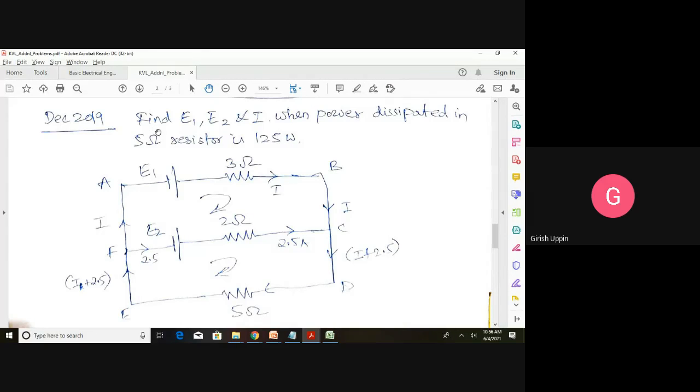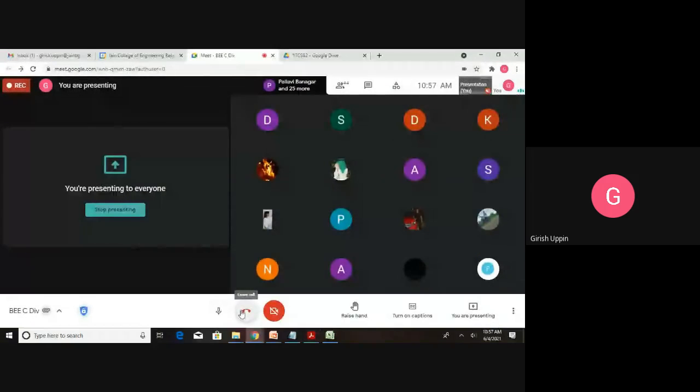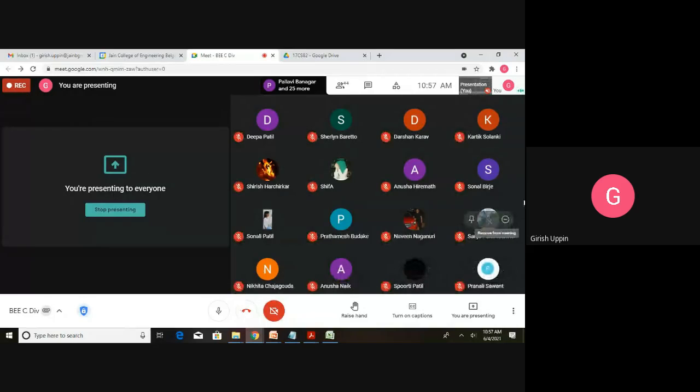First thing is they have given the power dissipated in the 5 ohm resistor is 125 watt. In this resistor, the power dissipated is how much? 125 watt. So, does that give any clue to you? Power is known, the resistance is known. Can we calculate the current there? Okay, if you are not responding, I will just explain and go ahead. You are the ones who wanted me to go slow, right?